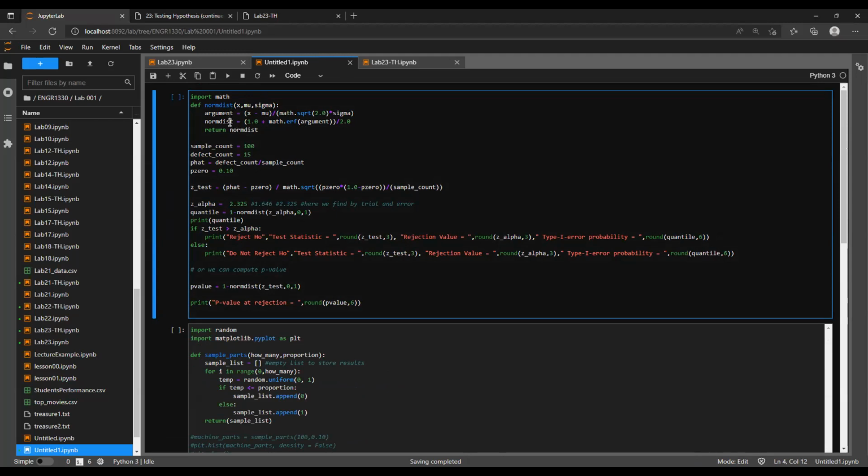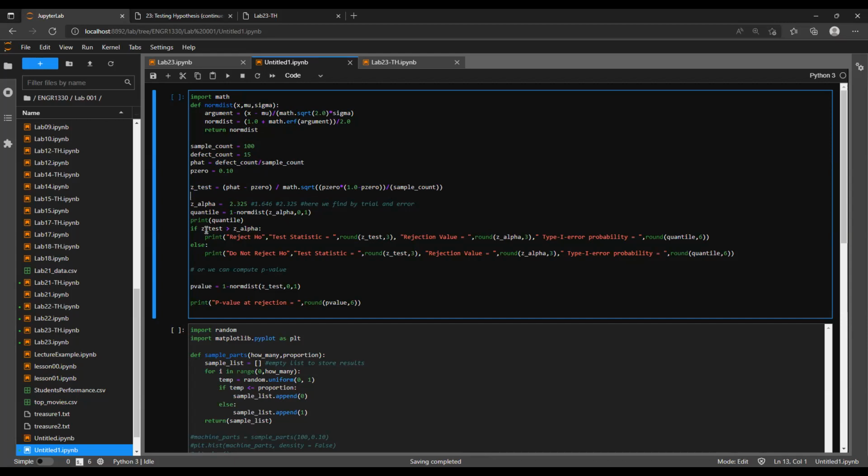All right. So we're going to calculate this variable called argument using the formula we just showed, the one here. And then from there, we're going to take our normal distribution with that argument and return it. So we have a sample size of 100. We've recorded that there's 15 defects. We want to get the ratio, defect count over sample count, and then we can calculate our z-test from there. So let's go ahead and run this and see what happens.